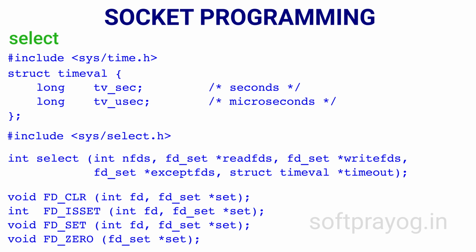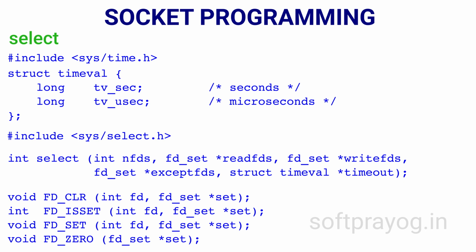When select returns, the file descriptors that are ready are set in the respective sets. So select modifies the sets, and the sets have to be reinitialized before the next select call. Select returns the number of file descriptors set, or -1 on error.